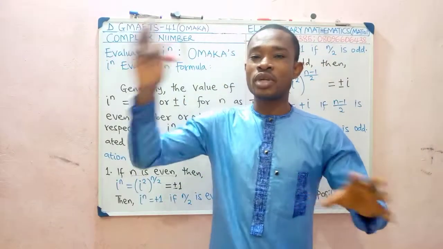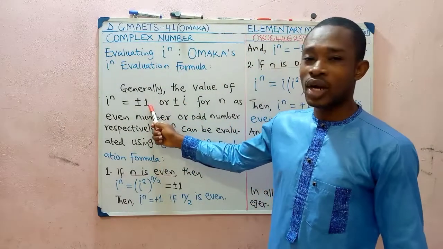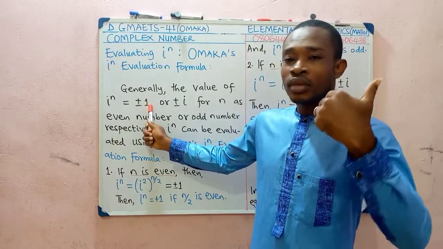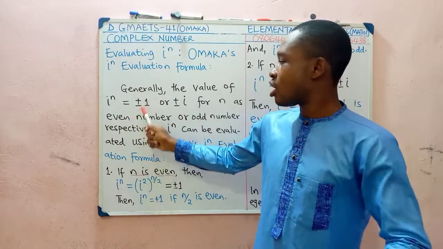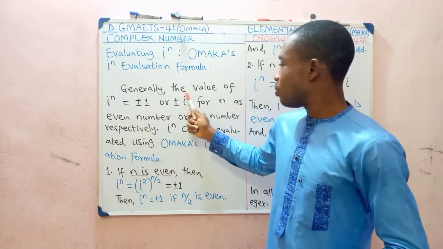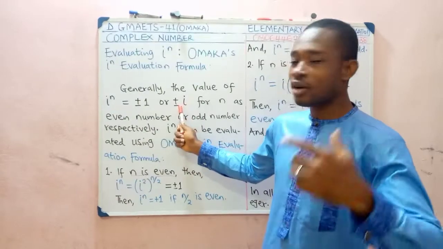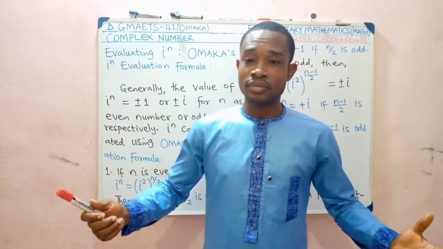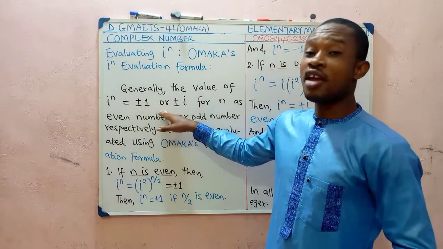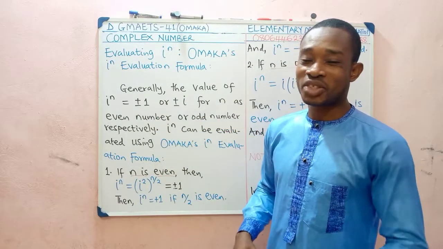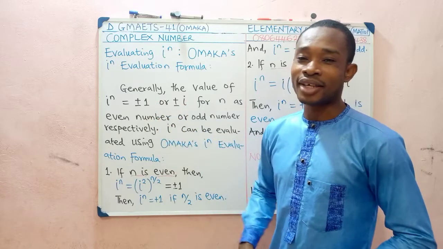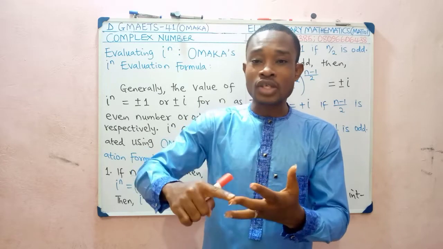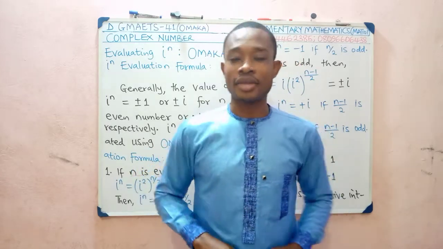Whenever you see i raised to any power, you get either 1 or i. As to whether it is plus 1 or minus 1, plus i or minus i, depends on the power n. So you see that this is a 4 in 2 values. The 2 values are 1 and i, but the 4 values now are plus 1, minus 1, plus i, minus i.